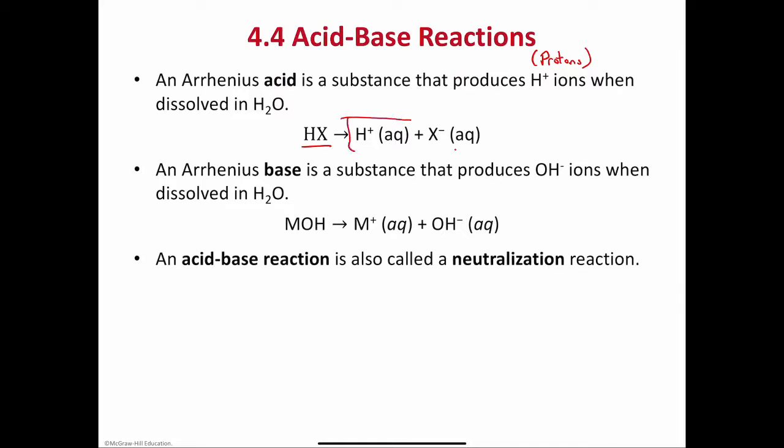So we have hydrogen ions. And an Arrhenius base is a substance that produces hydroxide ions when dissolved in water. So you can see that our base dissolves to give us hydroxide ions. And an acid-base reaction is also called a neutralization reaction.